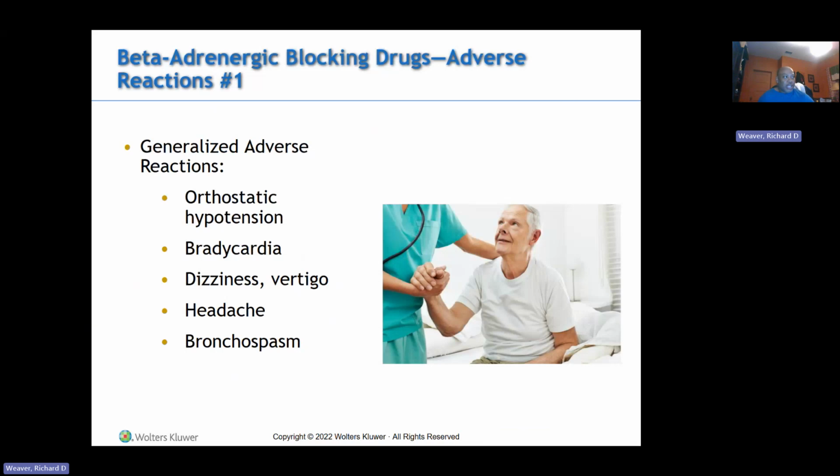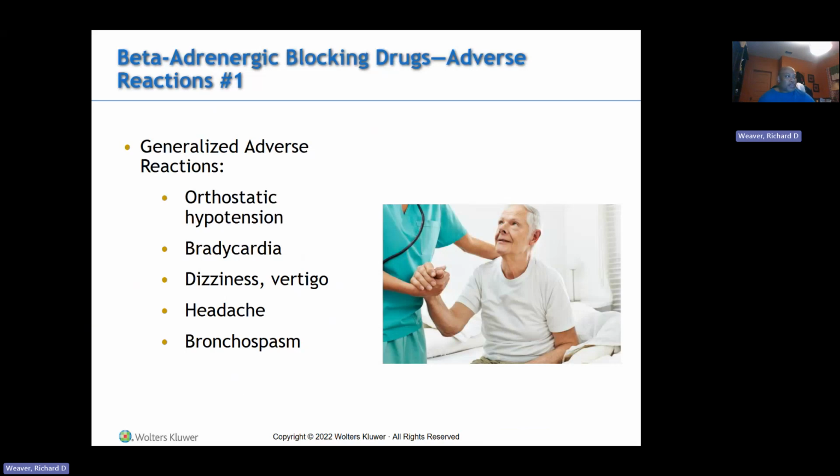So orthostatic hypotension, because remember you're dilating blood vessels, so you get that orthostatic effect. Bradycardia, because remember, if someone has a high heart rate and we give them a beta adrenergic blocking drug, we're trying to decrease the heart rate. Ideally, we want that heart rate to be between 60 and 100, and that's normal. However, sometimes that heart rate goes below 60, which is bradycardia. That's one of the side effects.